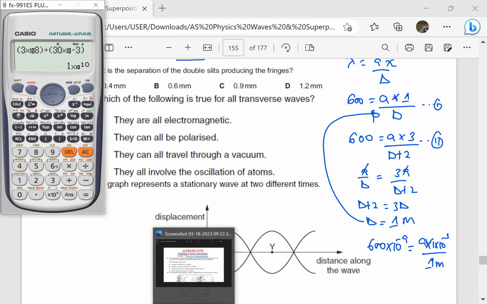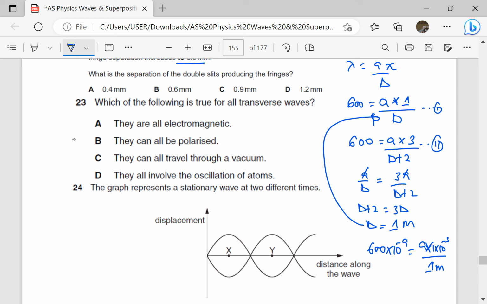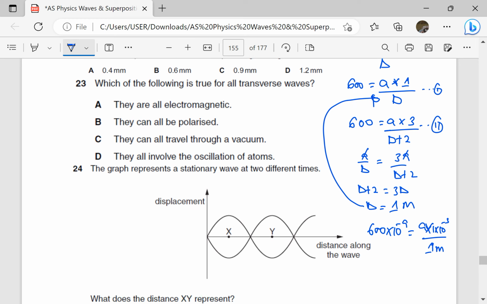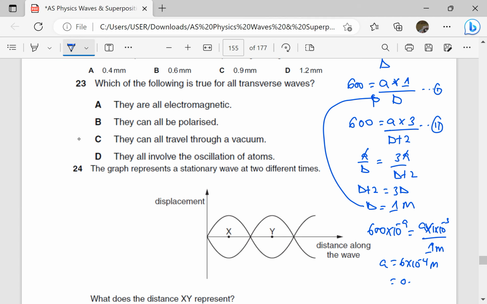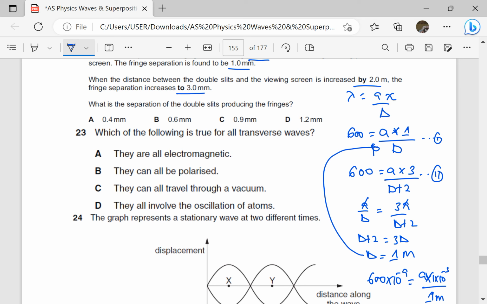So we just divide 600 times 10 power negative 9 by 10 power negative 3. This gives us 6 times 10 power negative 4. The answers are given in millimeters, so A is 6 times 10 power negative 4 in meters. I multiply by 1000 to change the answer to millimeters, which gives us 0.6 millimeters. So our answer here is going to be B.